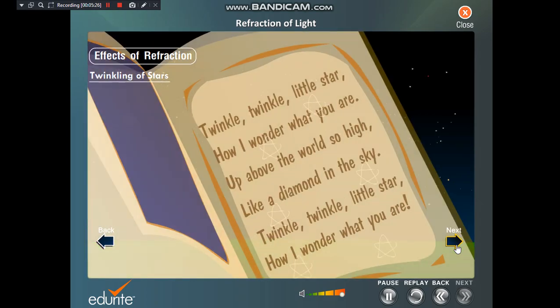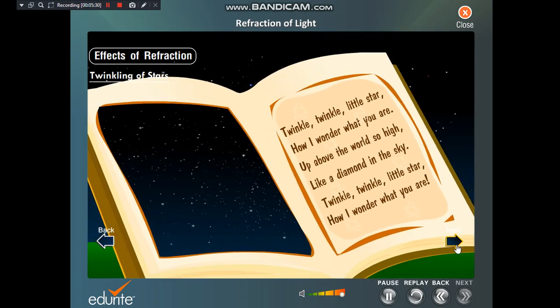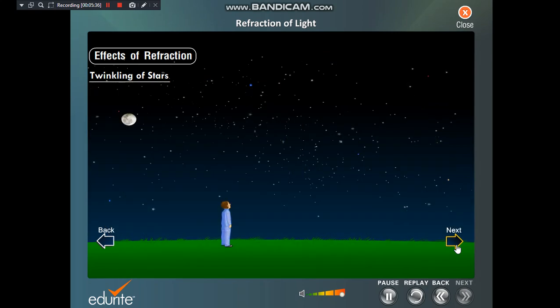"Twinkle, twinkle, little star." That's what we were taught. But do they really twinkle? No, stars do not twinkle. Let us now learn about why they appear to do so.